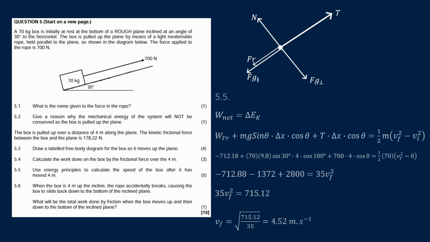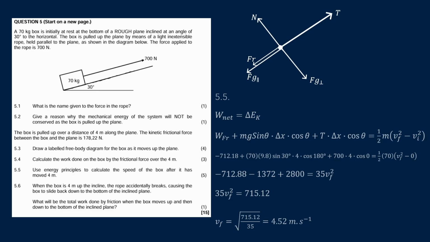5.6. When the box is 4 meters up the incline, the rope accidentally breaks, causing the box to slide down to the bottom of the inclined plane. What will be the total work done by friction when the box moves up and then down to the bottom of the plane?